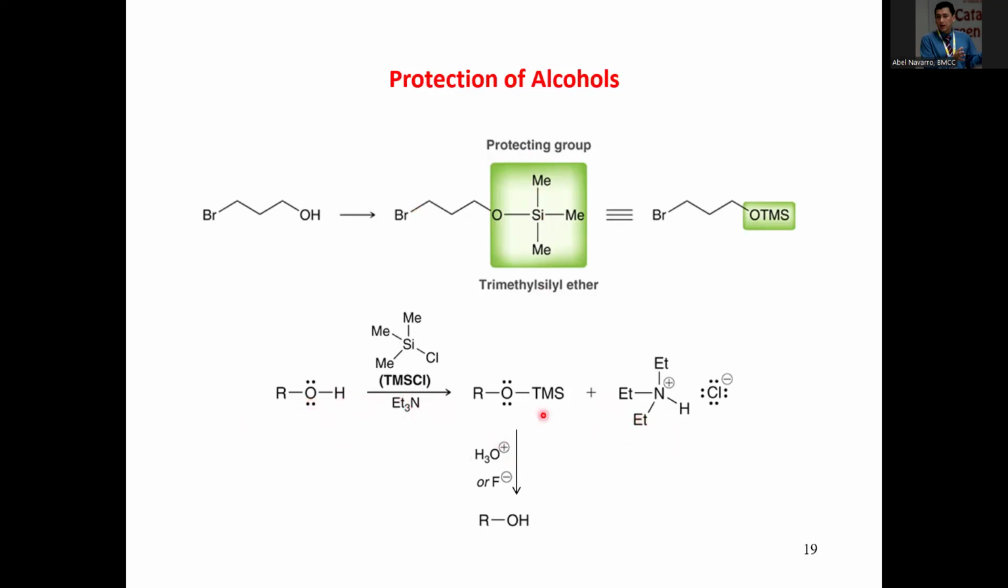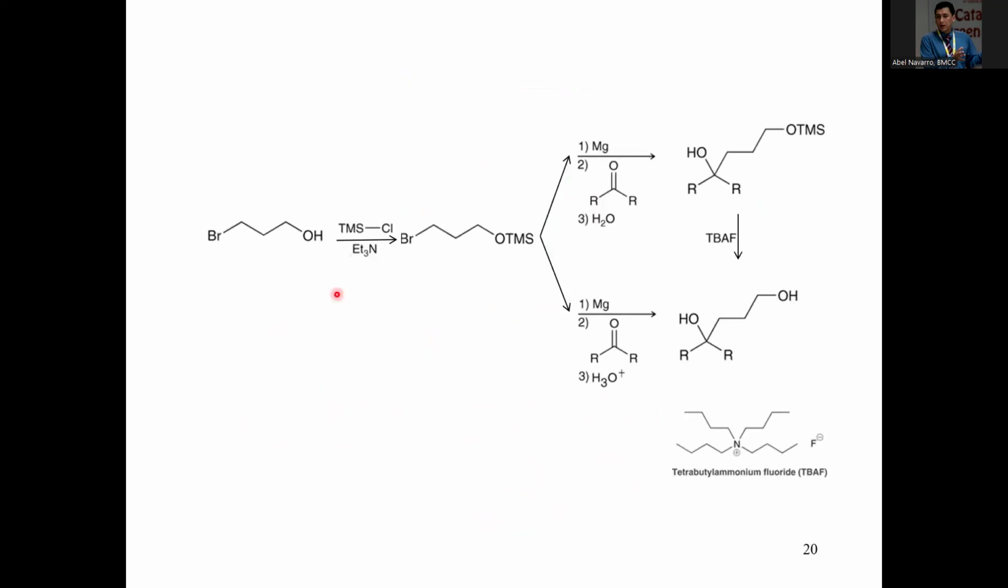It will allow you to do any reaction, and then you can deprotect the alcohol with either acid or fluoride ions. This is an example, a clear example of how you can use it. For example, here I have bromide and I have OH, and use TMS chloride, trimethylsilyl chloride, using this tertiary amine as a base. It protects it, converts the OH into OTMS.